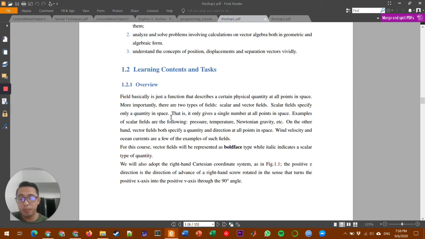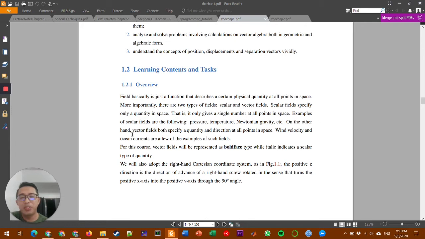More importantly, in physics, there are two types of fields. What I mentioned earlier, the temperature field, is what we call a scalar. It is scalar because there is no mention of direction. It doesn't matter what direction the temperature has, right? It's just the value at that particular point that matters. So that's the scalar. And we also have vector fields. Scalar fields specify only a quantity in space, as I said earlier, like the temperature field. That is, it only gives a single number at all points in space. So it's easy to imagine, right?